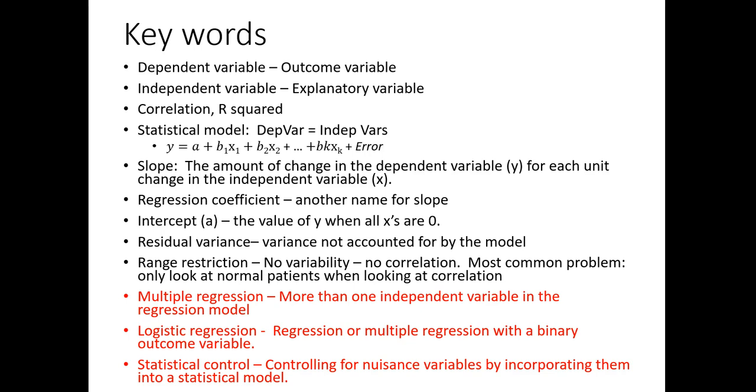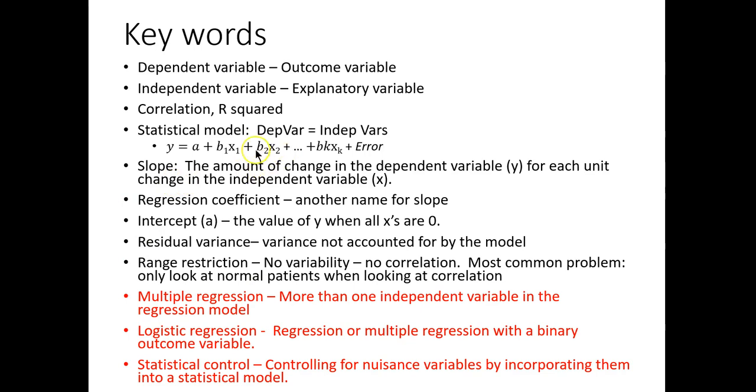Range restriction. Well, this is a very common problem that you'll see in papers where correlation doesn't seem very high, but one reason is people are using a restricted range, like they use all normal patients when they're looking for a test rather than looking for normal and abnormal. So correlation accounts for the relationship in variability. If there's no variability, there's no correlation.